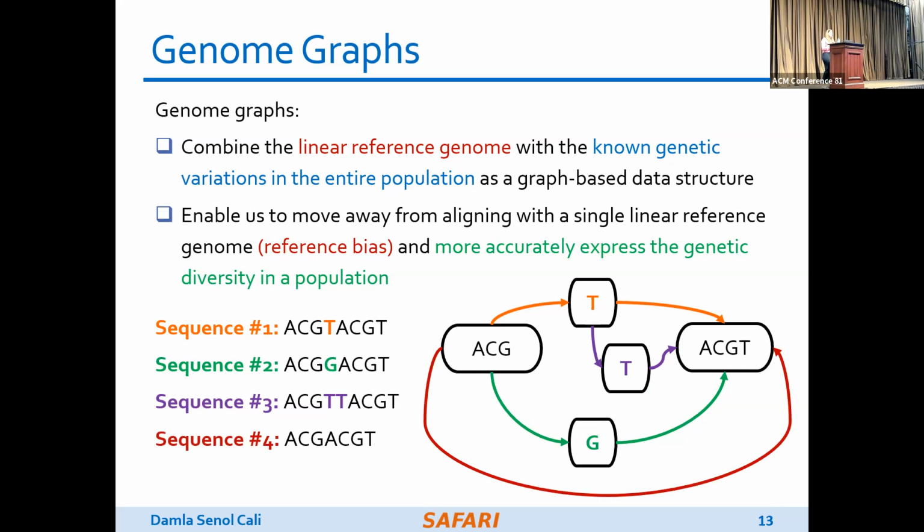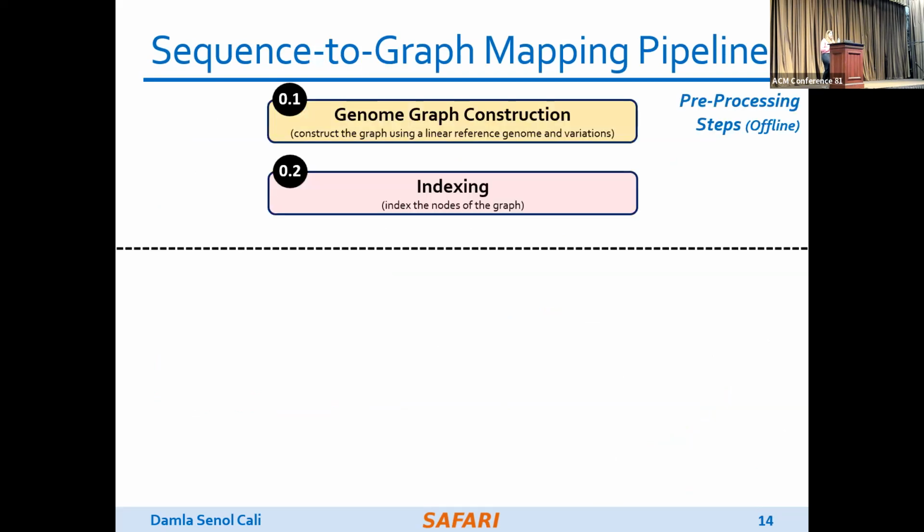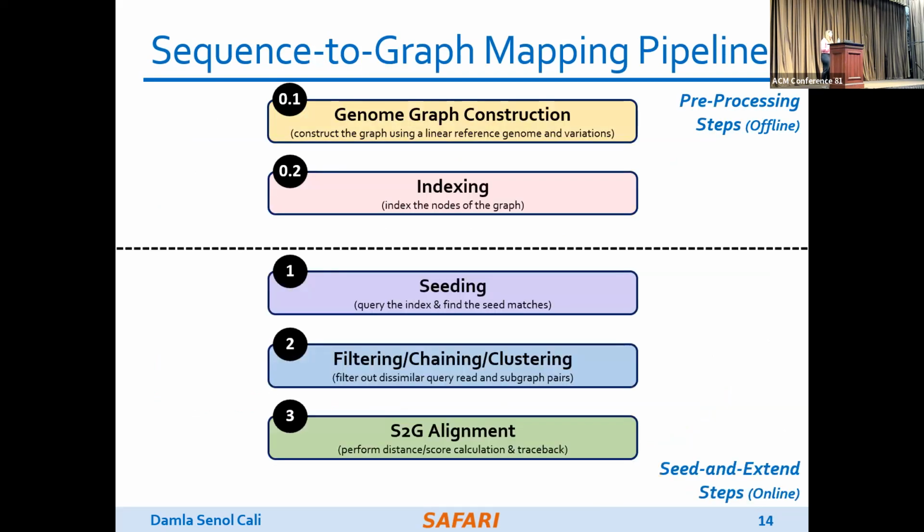With increasing importance and usage of genome graphs, having accurate and efficient tools for mapping genomic sequences, the reads, to these genome graphs has become crucial. Which brings us to the sequence-to-graph mapping pipeline. This pipeline has two pre-processing and three main steps. The first pre-processing step constructs a genome graph using a linear reference genome and the associated variations for that genome.